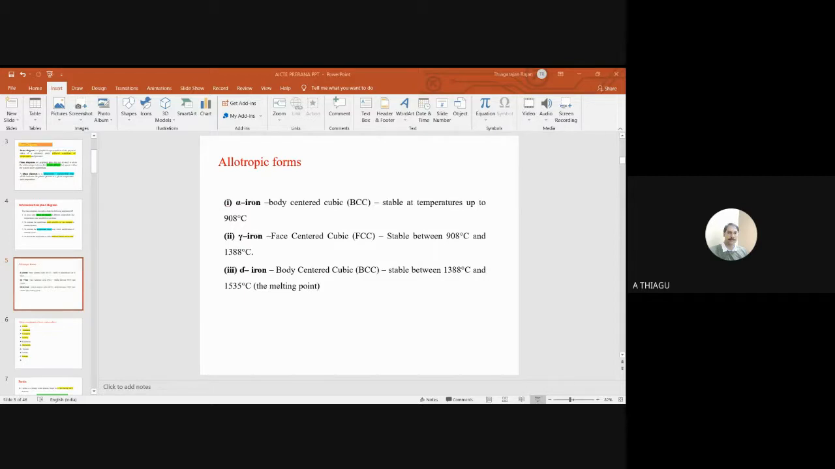The ferrite symbol will be alpha. The percentage of carbon is 0.025%. It's nothing but carbon added in the iron. It is called interstitial solid solution, and the stable temperature is 910 degrees centigrade. So this is the first phase we have identified from the phase diagram. Second, from 910 to 1400 degrees. Can you see the point?